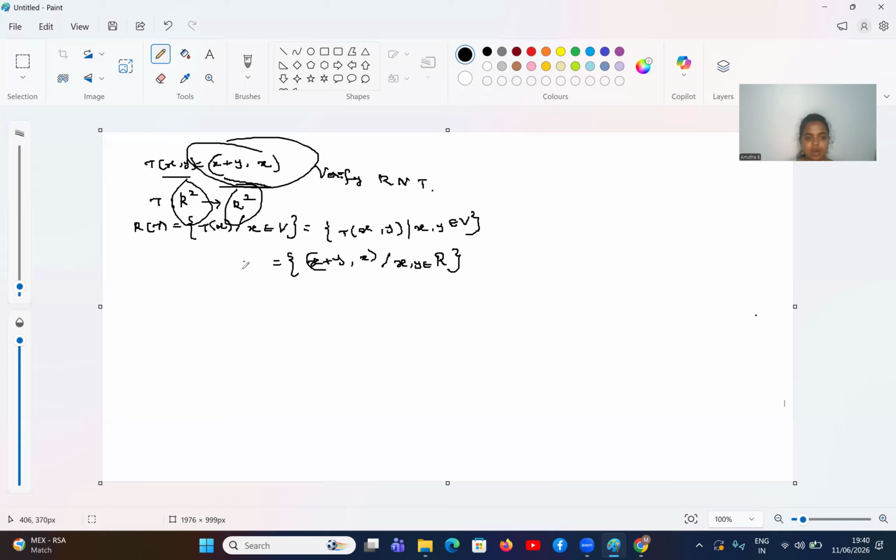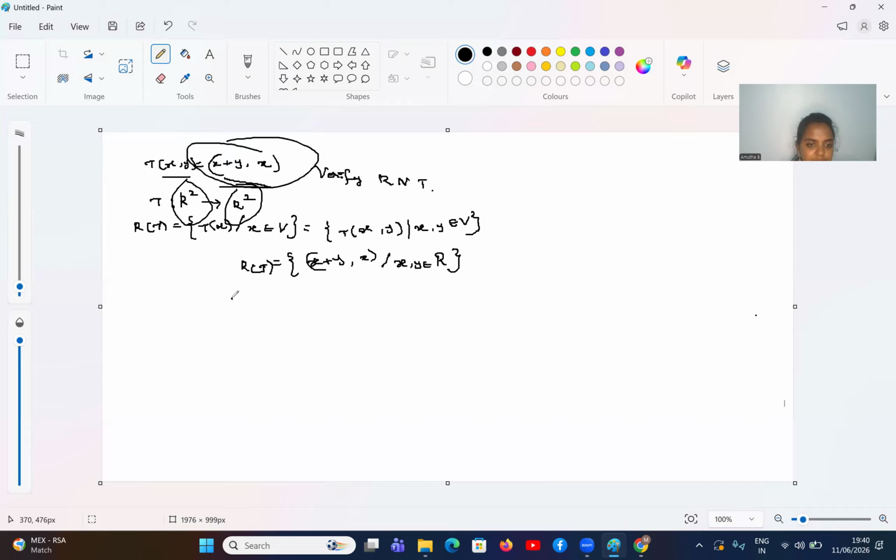Now this is the R of T set. R of T we have to find, so the range space we have to find. Now we have to find the dimension of the range space. To find a dimension, we have to find a basis. Why? The number of elements in a basis is nothing but the dimension. So before going for the dimension, we should know about a basis set of the range space.